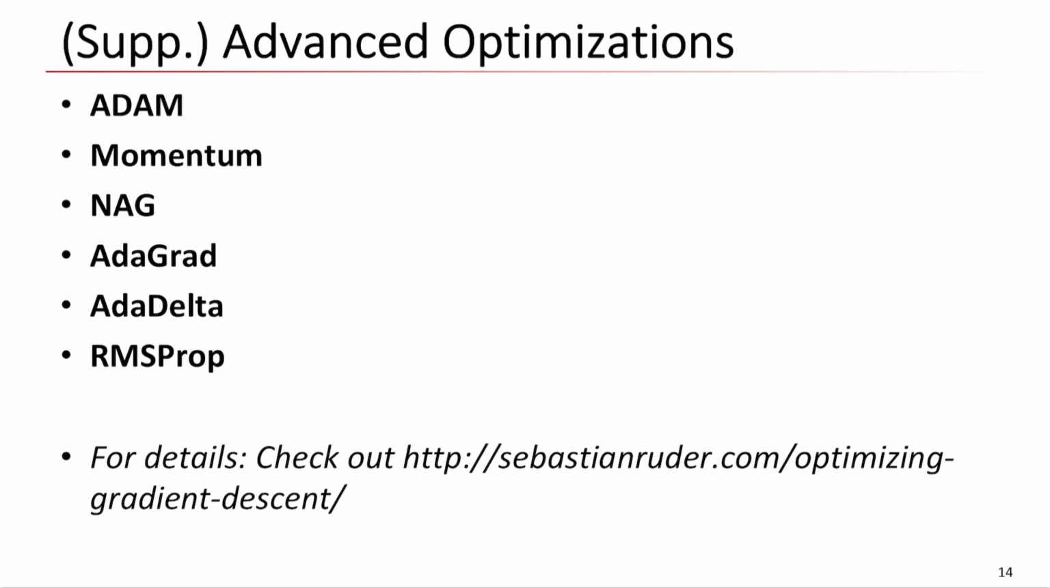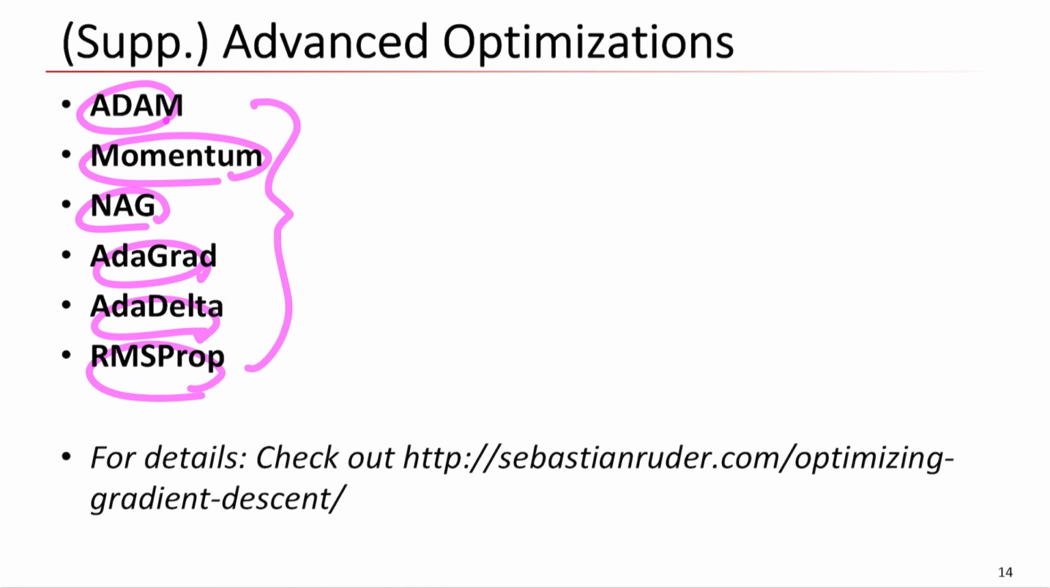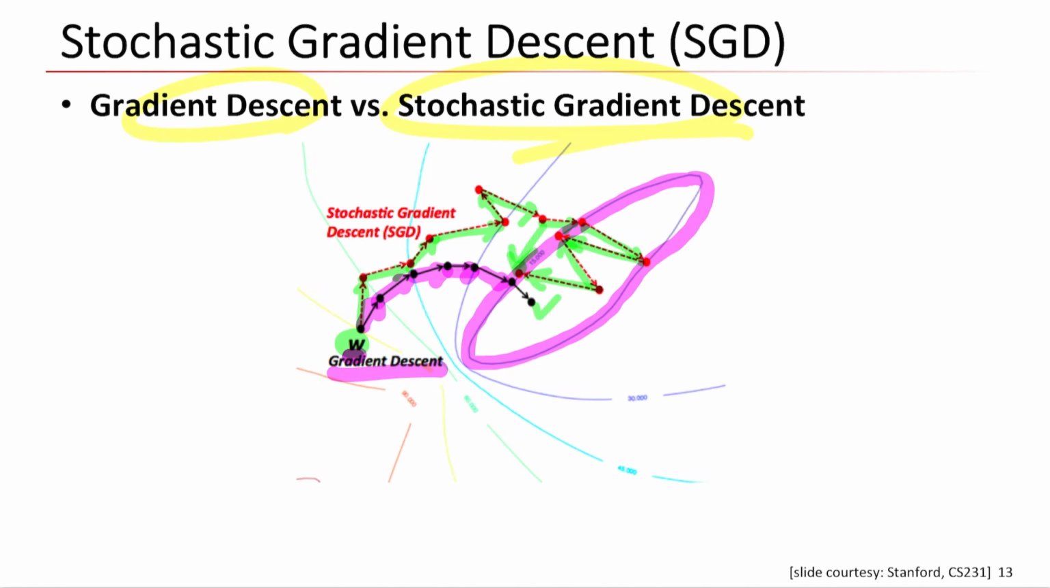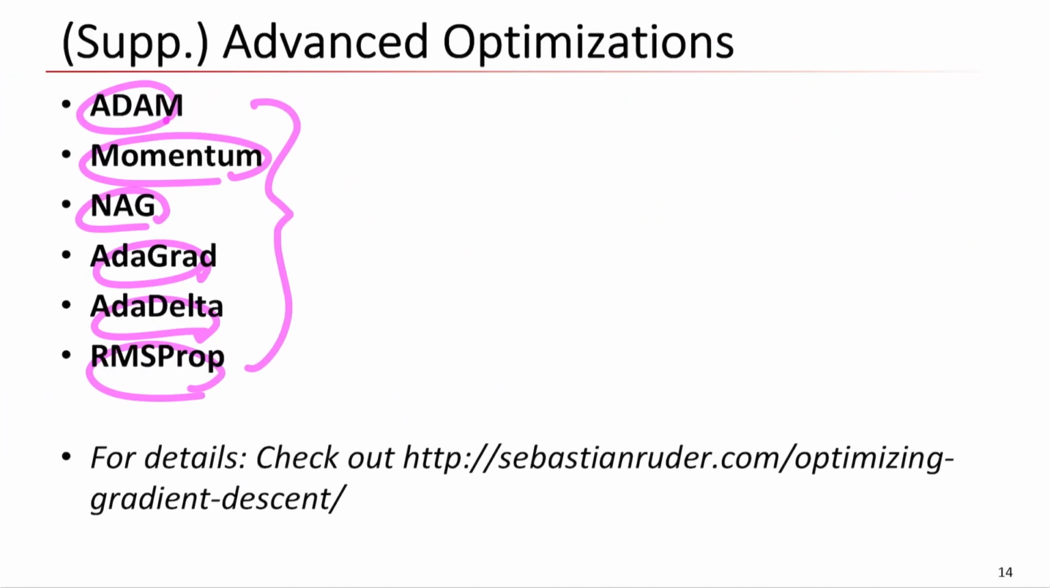So actually, nowadays there are so many advanced optimization techniques such as Adam, Momentum, NAG, AdaGrad, AdaDelta, RMSProp, something like this. So if you use a deep learning library, you can just use any kind of well-known advanced optimization technique. Actually, those kinds of techniques improve the convergence rate of the optimization.